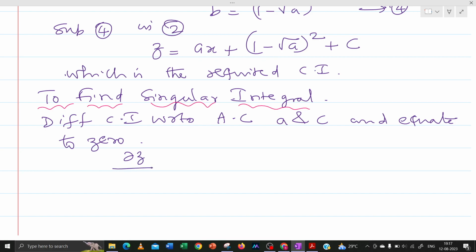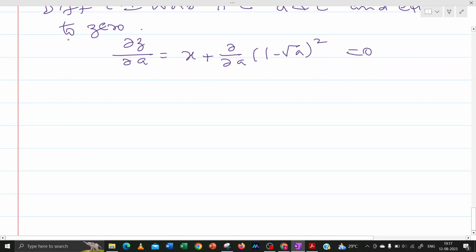Dou z by dou a equals x plus 1 by root a whole square, isn't it? So 1 minus root a whole square is there. If you expand this, we can write dou by dou a of 1 minus root a whole square plus constant c. When you differentiate this, it is equal to 0, leave it. So equal to 0.